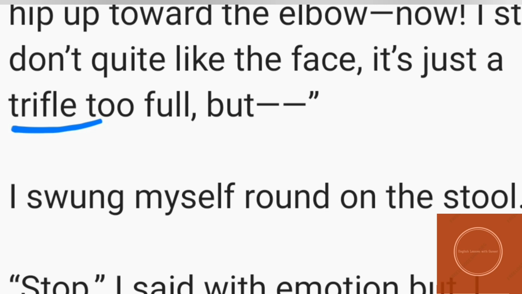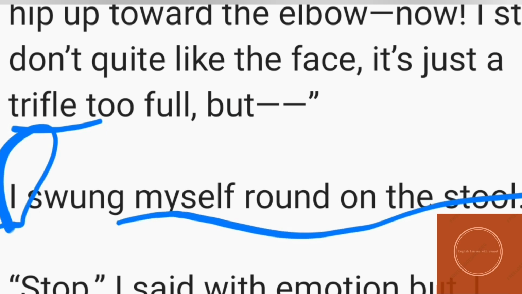The photographer that is there, he just positioned the man, the customer, the narrator, according to his own wish, but he is still not satisfied with the adjustments that he has made, because he doesn't like the face of the person still, after all the adjustments with the body of the person too. I swung myself on the stool. So the narrator just swings himself down on the stool.